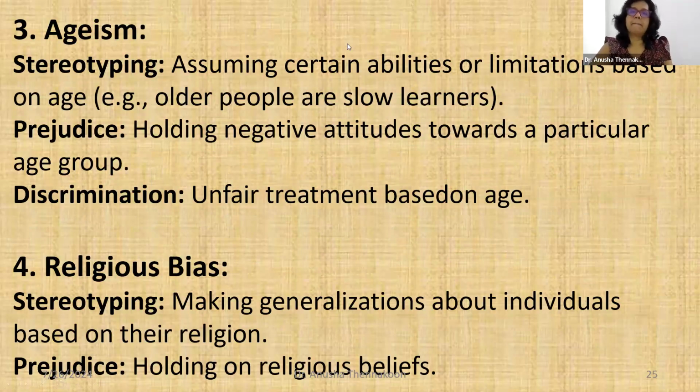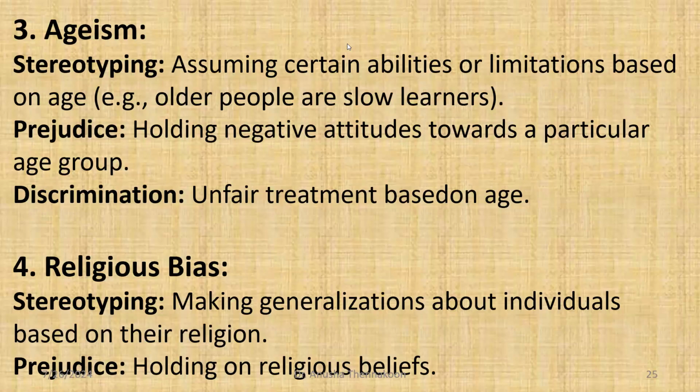Ageism. So these things affect language actually. There are certain concepts like older people are slow learners. So that is an example of stereotyping under ageism. Prejudice: holding negative attitudes towards a particular age group. Discrimination: unfair treatment based on age. And then religious biases are there. Okay, we'll skip. They are simple things, religious biases.